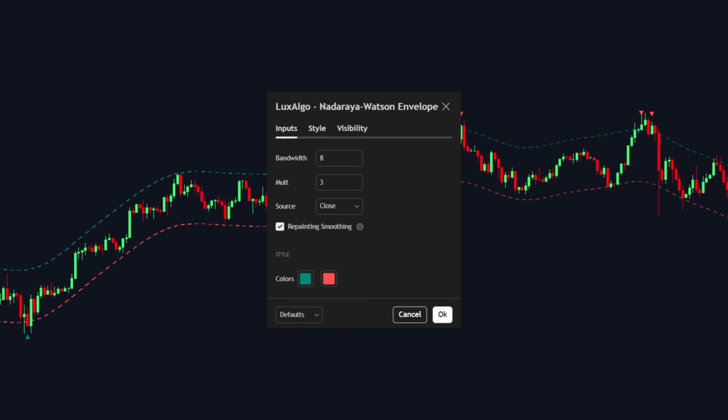And here's the setting that everyone asks about. By default, this indicator can repaint. Users who want to avoid repainting can select the non-repainting smoothing method directly from the settings.